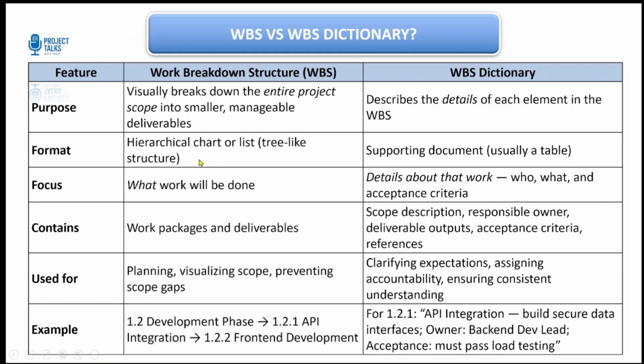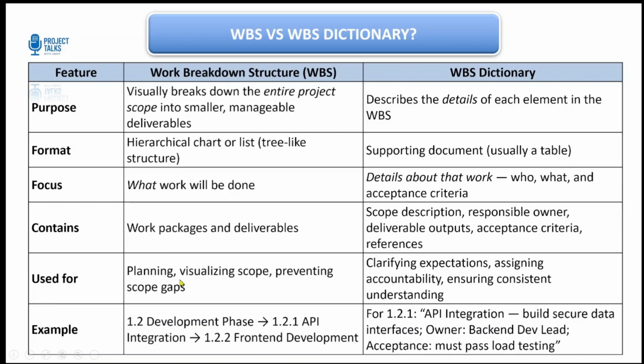Now, the format, it's like a tree-like structure, and WBS dictionary is a supporting document. It is usually a table. Focus: what work will be done. In WBS dictionary, the focus is the details about the work: who, what, and the acceptance criteria. Now, WBS contains work packages and deliverables. WBS dictionary contains scope description, responsible owner, deliverable output, and acceptance criteria references.